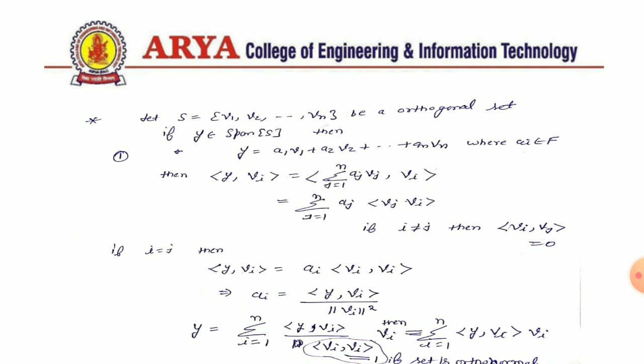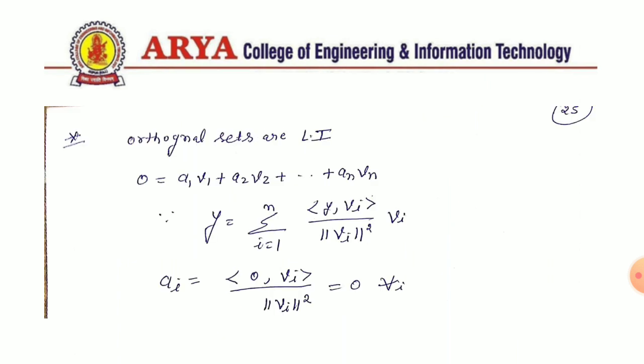So we can write any vector y which belongs to span of S as summation i equals 1 to n of inner product of y and vi upon inner product of vi and vi, that is norm of vi square, into vi, which equals summation i equals 1 to n inner product of y and vi into vi. This denominator becomes 1 if the set is orthonormal. Let's move to the next slide.